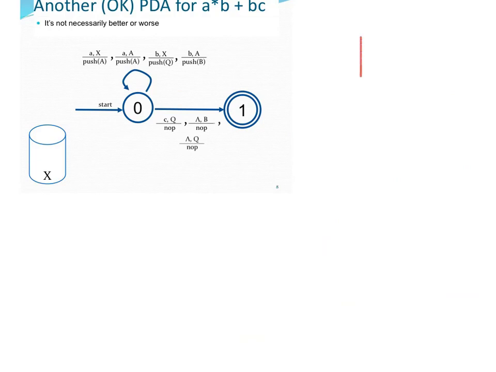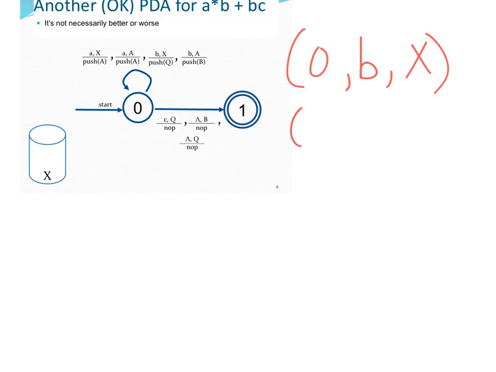So if we just have the string B, then we start at state 0. We have X on our stack. I'm going to do this a little bit more quickly, but if you look at this, none of these work. These two don't work. This one doesn't work. Here's the only one that works, right? We have a B letter to process and an X on our stack. So we're going to take this loop and then push a Q.